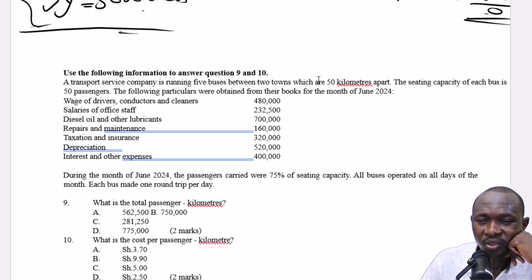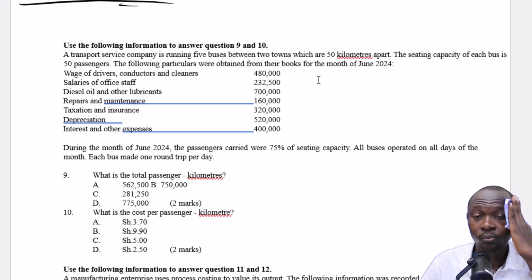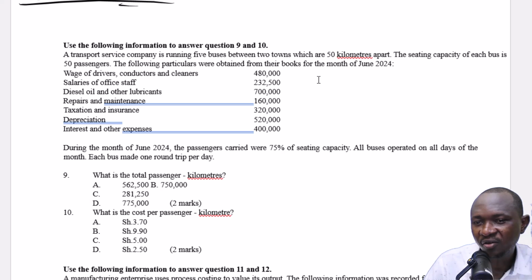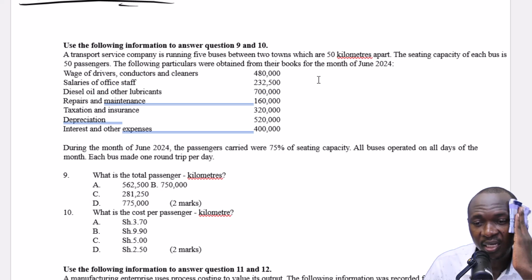Use the following information to answer questions 9 and 10. A transport service company is running 5 buses between 2 towns which are 50 kilometers apart. The seating capacity of each bus is 50 passengers. The following particulars were obtained from their books for the month of June 2024. During the month of June 2024, passengers carried was 75% of seating capacity. All buses operated on all days of the month. Each bus made 1 round trip per day.